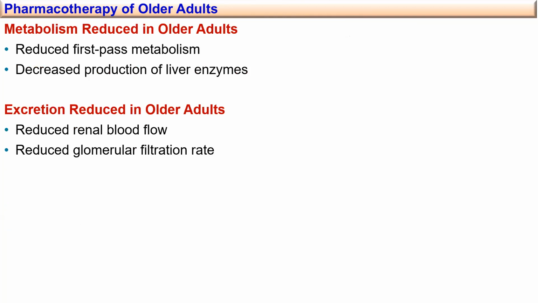Metabolism is reduced in older adults, with reduced first pass metabolism, which is what we discussed last week in terms of the first pass effect, and decreased production of liver enzymes. Plasma level is elevated, which means the drug is more concentrated. Half-life of many drugs is increased. Tissue concentrations are increased.